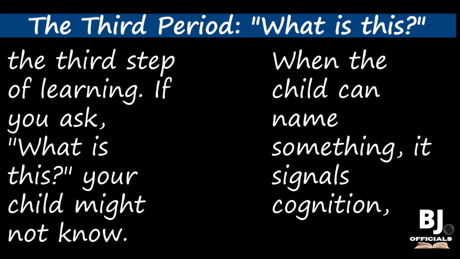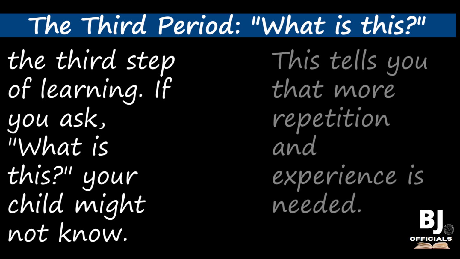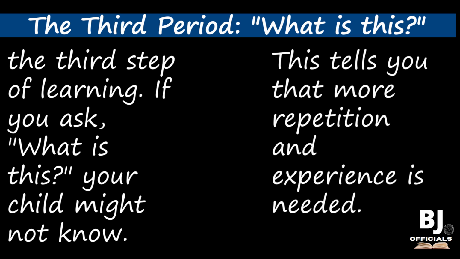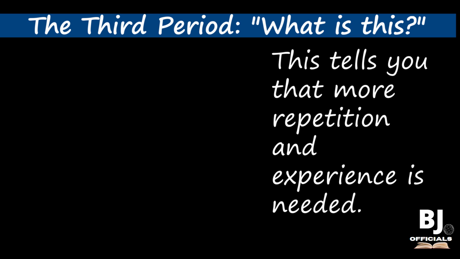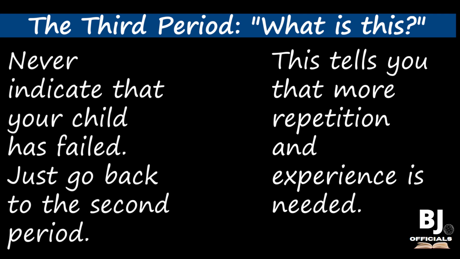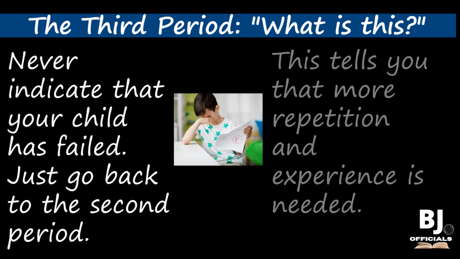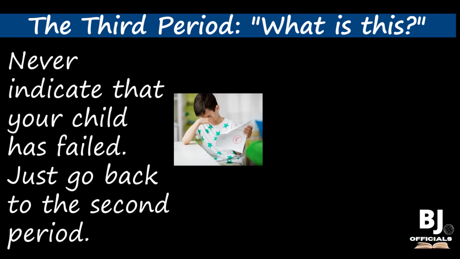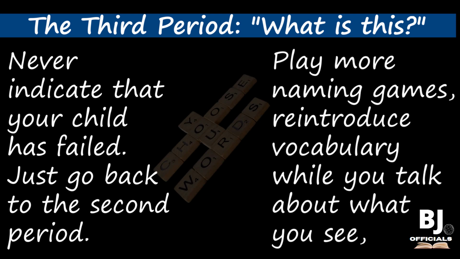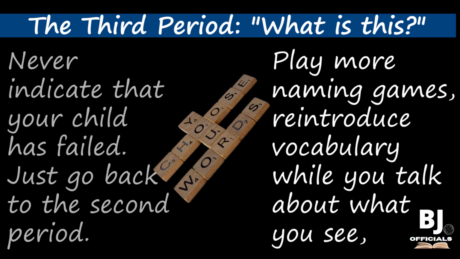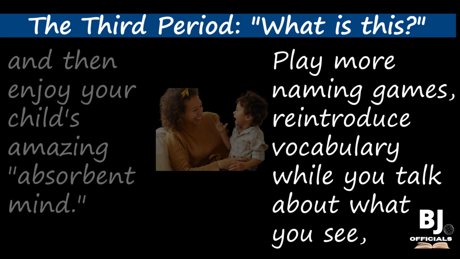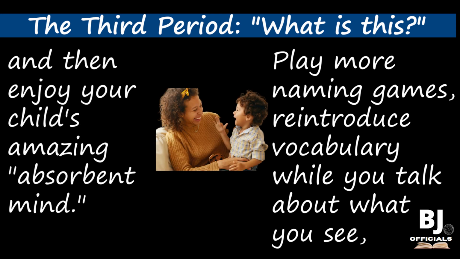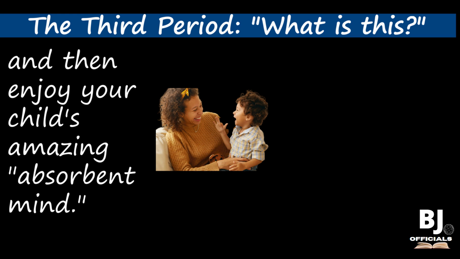The third step of learning, if you ask, "What is this?" your child might not know. This tells you that more repetition and experience is needed. Never indicate that your child has failed. Just go back to the second period and play more naming games. Reintroduce vocabulary while you talk about what you see, and then enjoy your child's amazing absorbent mind.